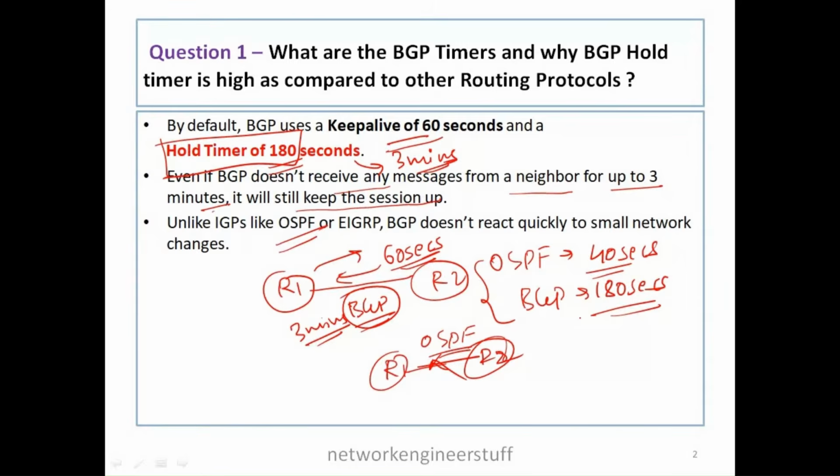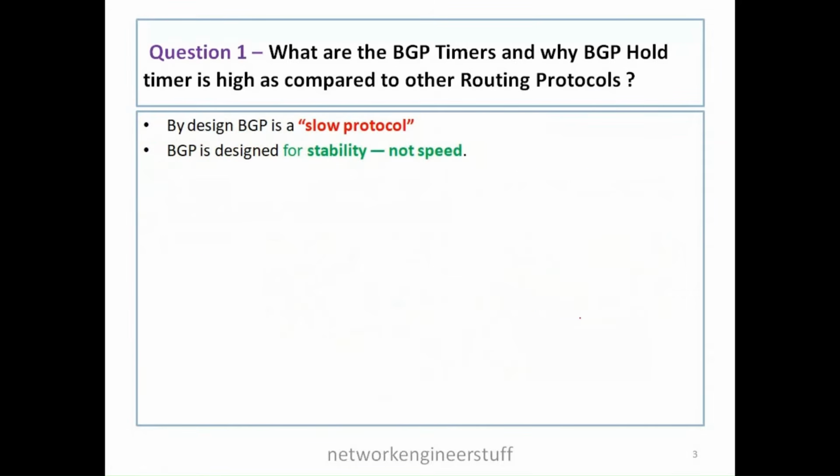The answer to this question is that, by design, BGP is designed to be a slow protocol. Because basically BGP is designed for stability and not for speed, as the other routing protocols, the other IGPs, are designed. Now, why is it designed to be a slow protocol? Why is it designed for stability?